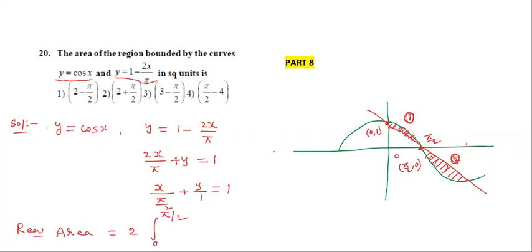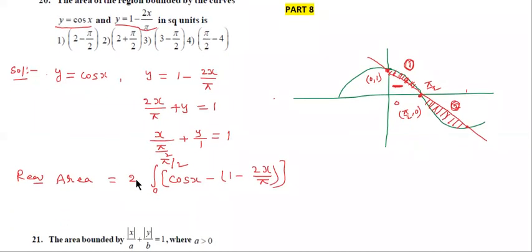So in this interval, what is the upper curve? Cos x. The lower curve is the straight line, that is 1 minus 2x by pi. This is a straight line. Now upper curve minus lower curve. Do the simplification, we get the answer easily.